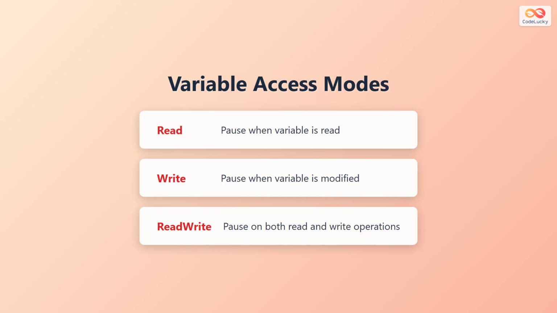Variable breakpoints support 3 access modes. Read mode pauses when a variable is read or accessed. Write mode pauses when a variable is modified or assigned a new value. ReadWrite mode pauses on both read and write operations, giving you complete visibility into how that variable is being used. Choose the mode based on what you need to debug. Write mode is most common since you typically want to know when data changes.